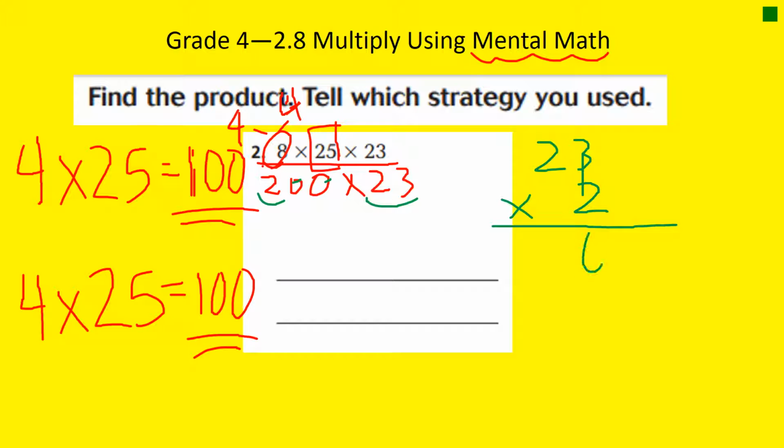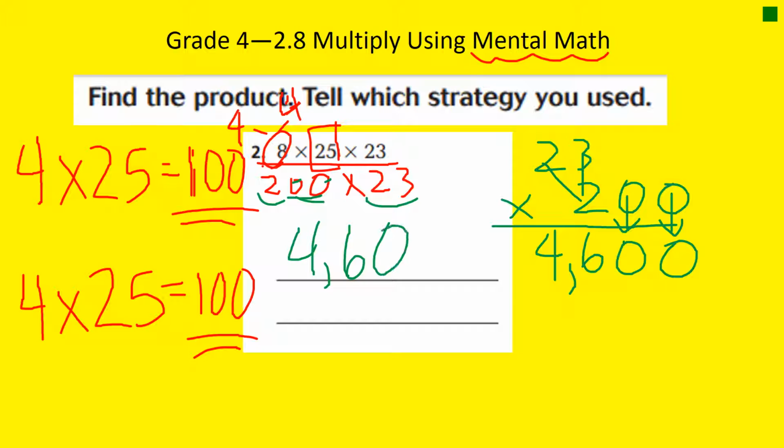2 times 3 is 6. 2 times 2 is 4, which you probably could have done that mentally, right? And then boom, boom, boomity, zoomity, 4,600. Now, lots of people write it like that. They do 23 times 200, and then they just remember to bring those zeros down at the end. You can do that too. So the final answer is 4,600.